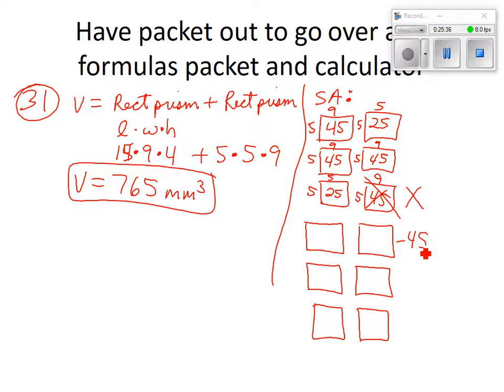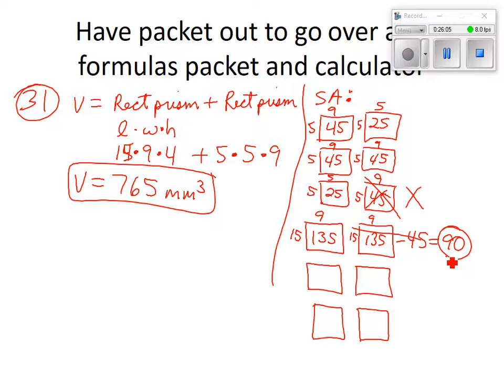Let's do the bottom first. What's the dimensions of the very bottom? 15 and 9, 135. What's the dimensions of the top then? 15 times 9, 135. But that's the one that we're gonna subtract off that 45 from, right? 90. So that's 90. So that's gonna be our other area there. Let's get rid of that. We're gonna have to add that in.